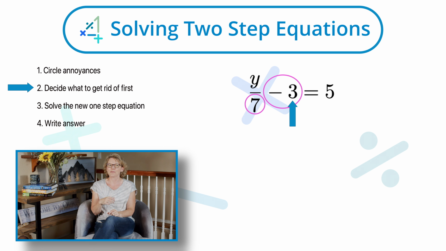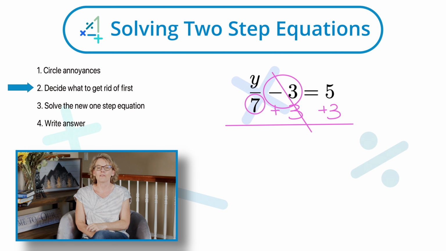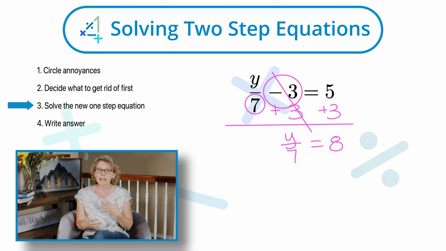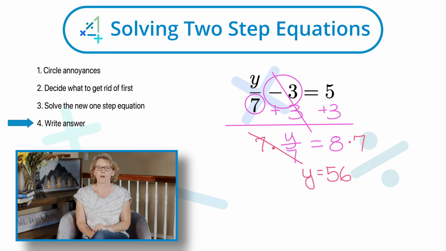That negative 3 is going away by adding 3 to both sides, like this. Slash, and 5 plus 3 equals 8. We have y over 7 equals 8 now. Step 3 will get rid of that 7. It's getting divided, so we'll multiply to undo it. Both sides get a dot and a 7. Slash. Then 8 times 7 equals 56 for an answer of y equals 56.